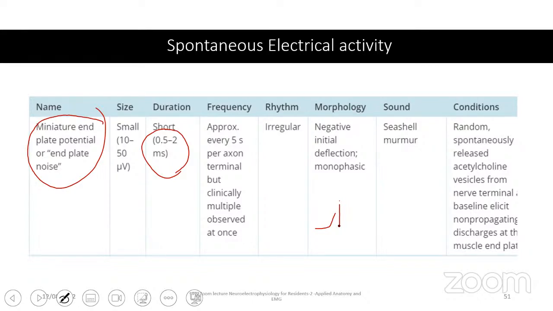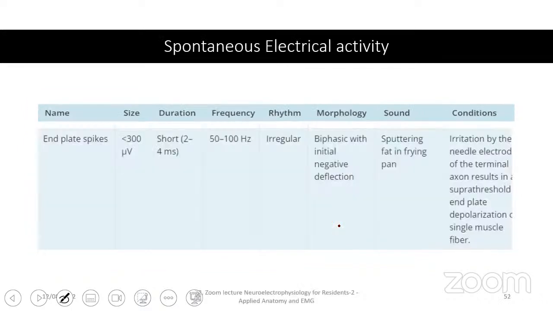The baseline elicits non-propagating discharges at the muscle end plate. That's what causes the miniature end plate potential or end plate noise. End plate spikes are less than 300 microvolts, 2 to 4 milliseconds, 50 to 100 hertz, irregular, biphasic with initial negative deflection. This is the negative deflection, and the sound is like sputtering fat in a frying pan. It is the irritation by the needle electrode of the terminal axon, which results in a suprathreshold end plate depolarization of the single muscle fiber.